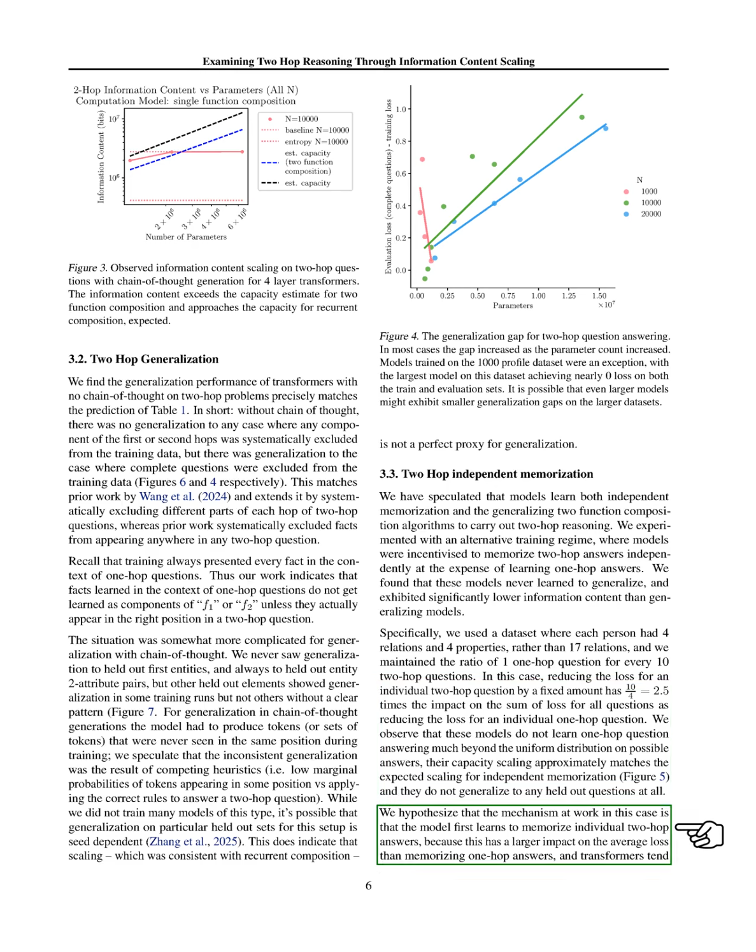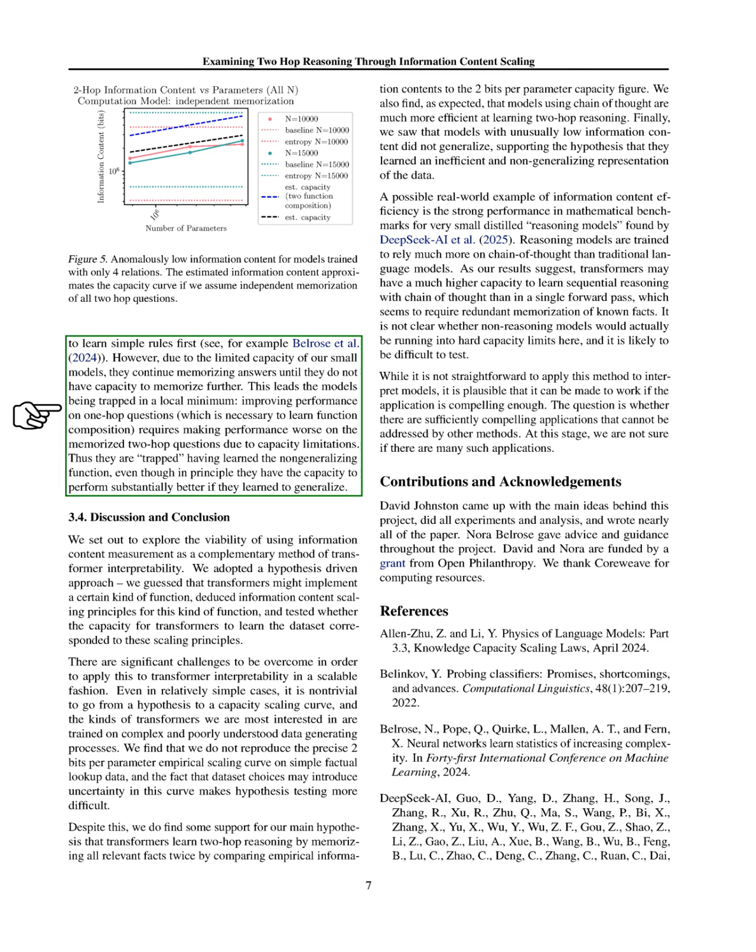We hypothesize that the models initially focus on memorizing two-hop answers due to their greater impact on average loss. However, due to limited capacity, they become stuck in a local minimum, where improving one-hop performance requires sacrificing performance on memorized two-hop answers. Consequently, they remain trapped in a non-generalizing state, despite having the potential to perform better if they could learn to generalize.